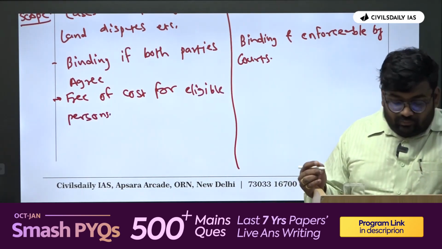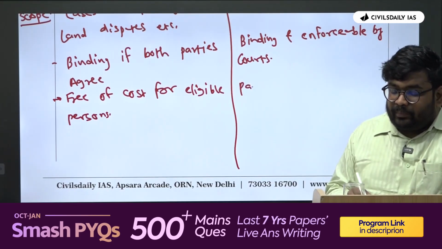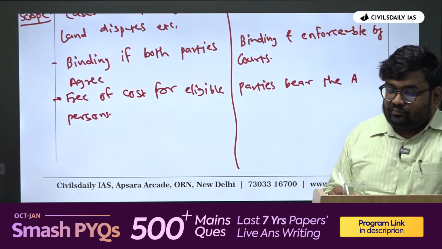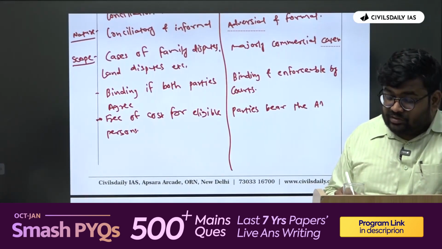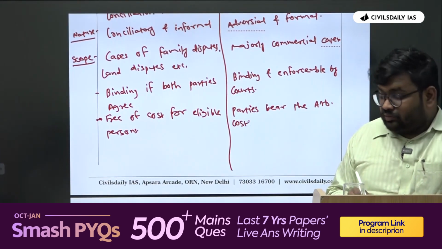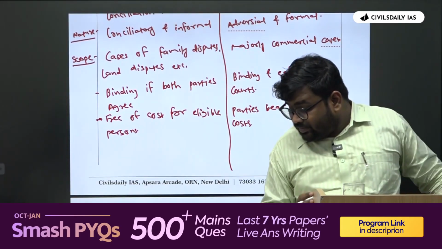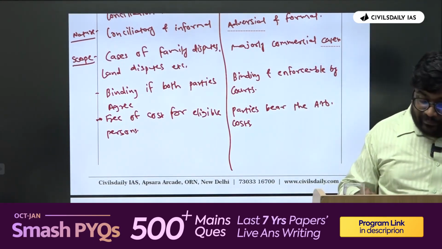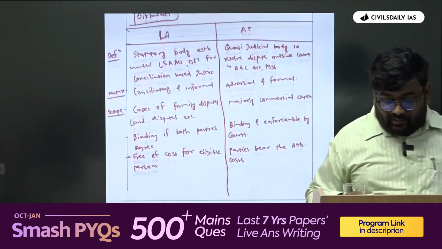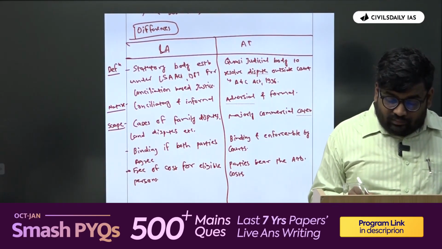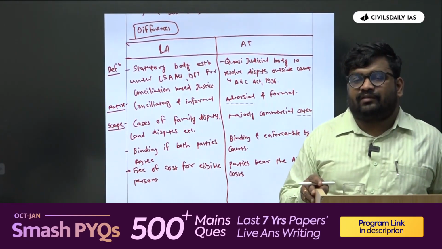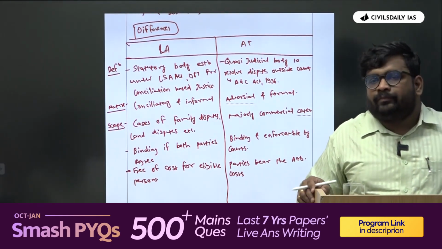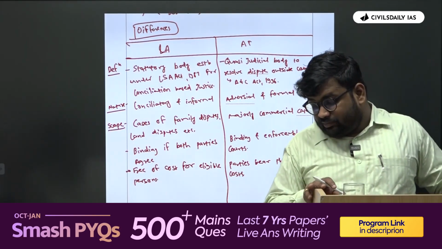And here the parties bear the arbitration costs. Whatever parties are involved, no court of appeal lies once the decision is taken. And that's it. There is scope for an example also, or if you have the data, you can give the data also.